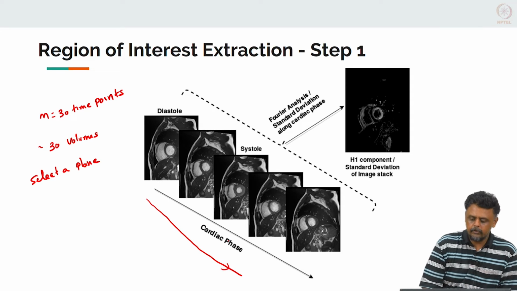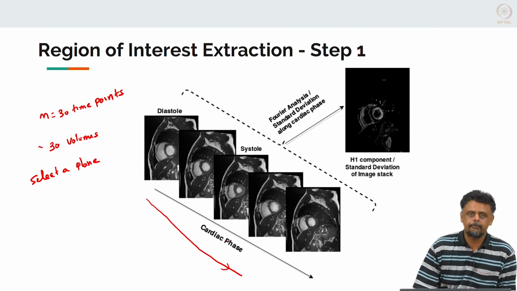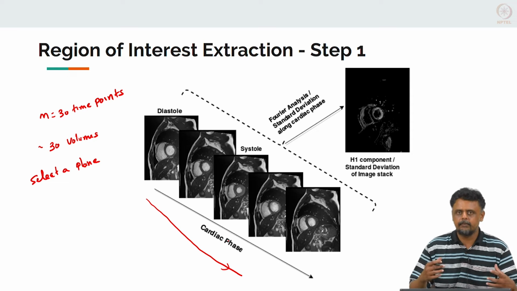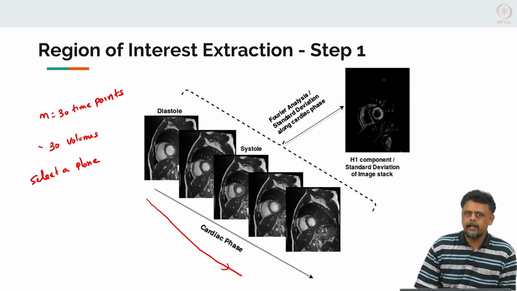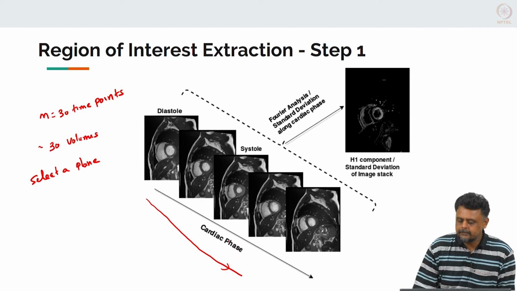So, if you arrange them, you get a stack of images and we can take a standard deviation across that stack. You can arrange them as a stack, and if you take one pixel, you can look at that pixel through the stack and calculate a standard deviation. So, that standard deviation picture is what you see here.